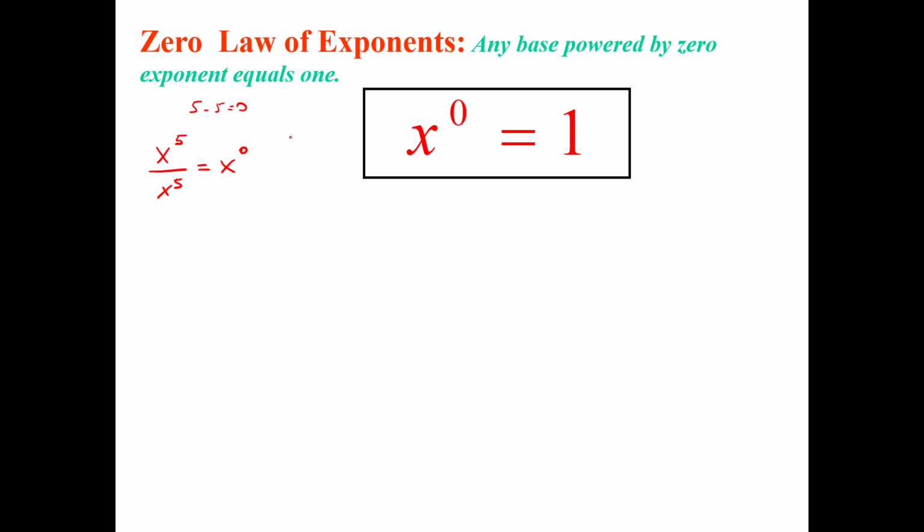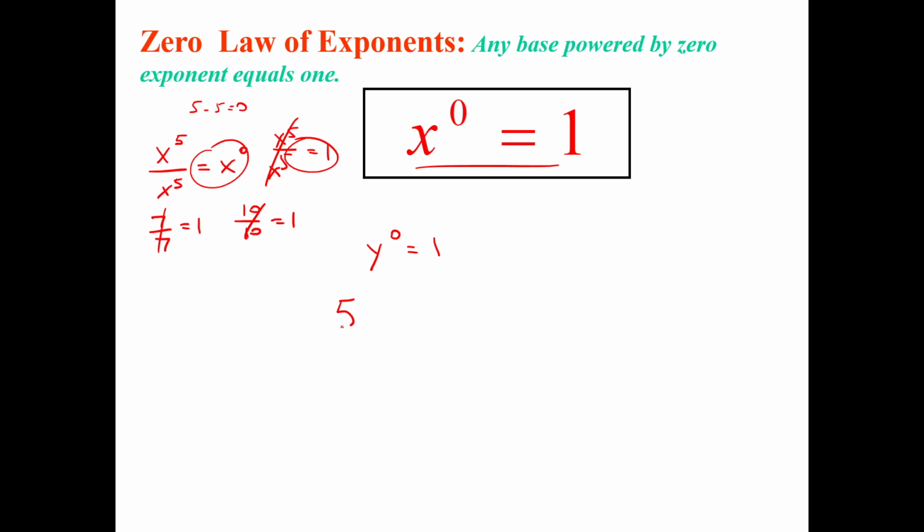But also, we can think about anything divided by itself. Like 7 divided by 7 is just 1, and 10 divided by 10 is just 1. So anything divided by itself, even x to the 5th, is also equal to just 1. And so these are really the same thing. From now on, whenever you see a variable to the 0th power, like y to the 0, you can immediately say that's equal to 1.